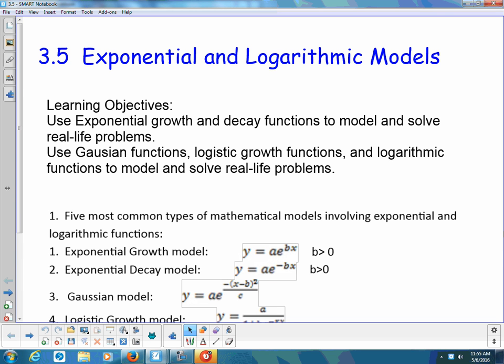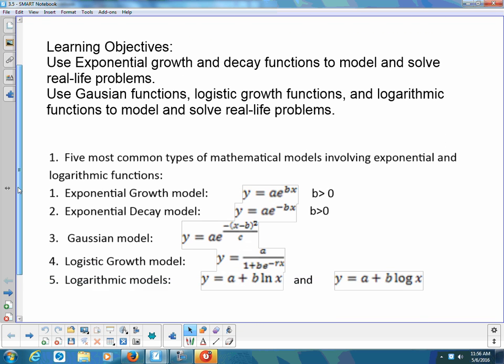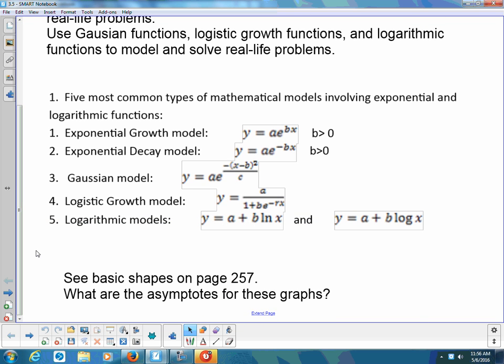So our learning objectives in section 3.5 are to use exponential growth and decay functions to model and solve real-life problems, and also to use Gaussian functions, logistic growth functions, and logarithmic functions to model and solve real-life problems. There are 5 common types of mathematical models that involve exponential and logarithmic functions, and I have them on your gift for you.